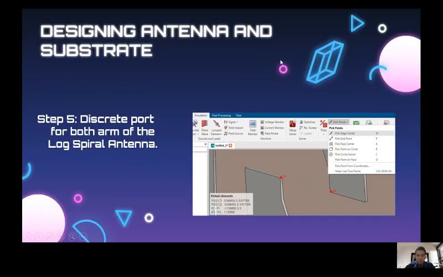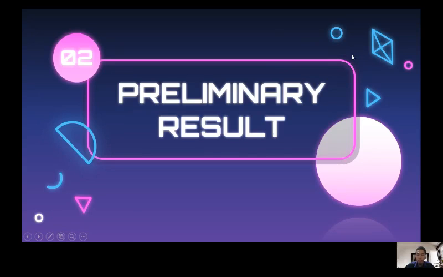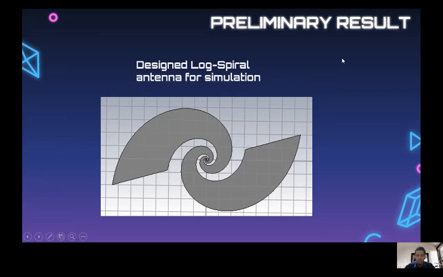Step 5. Discrete port from both antenna arms of the log spiral. Firstly I need to choose the first port, which is P1, and then choose the second port, which is P2. Then press setup solver to simulate and run the designed log spiral antenna. Preliminary result. This is our designed log spiral antenna for simulation that I have designed.